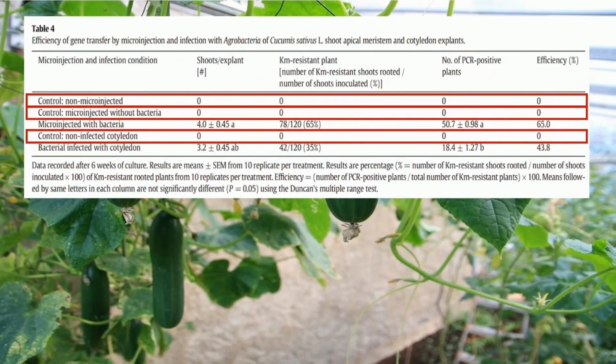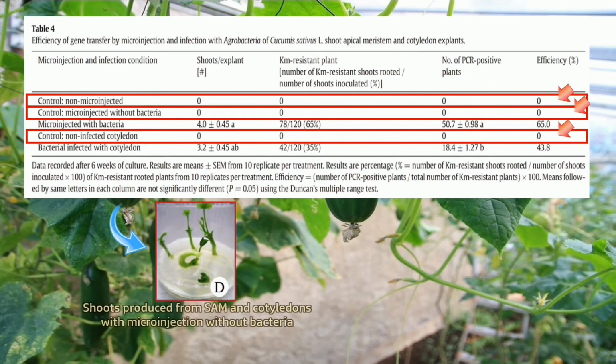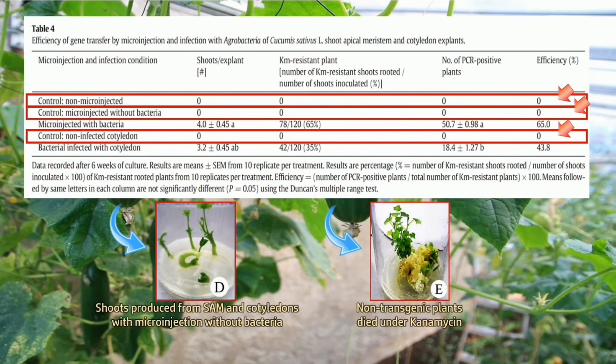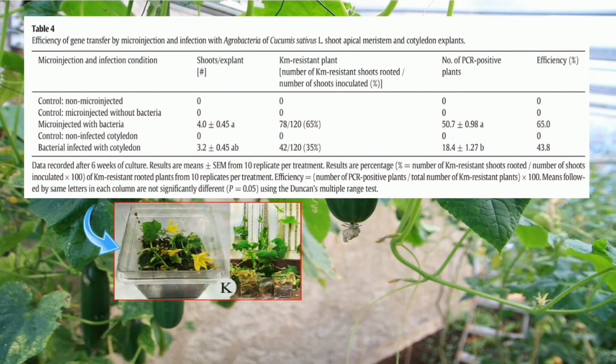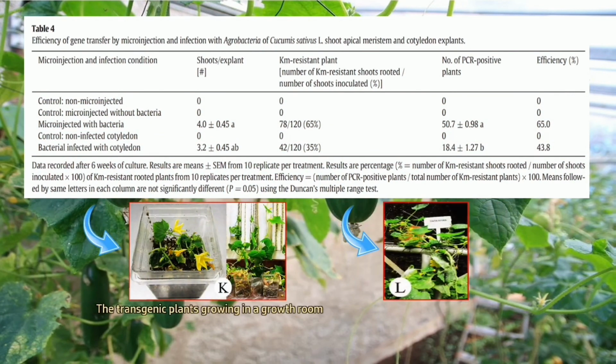However, the control non-infected plant did not grow any shoots as it did not survive in the culture due to not being resistant to kanamycin. The plantlets generated were transferred to vermiculite and sand in the ratio of 1:1 and then maintained in the growth room and greenhouse.